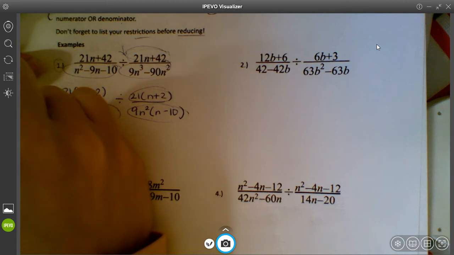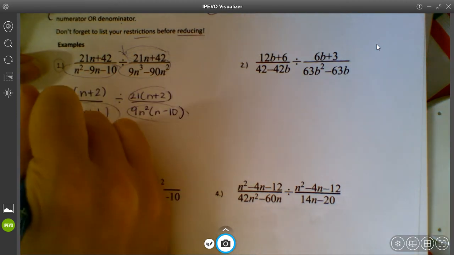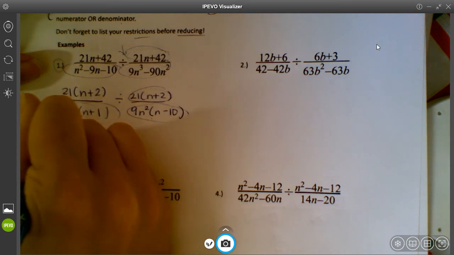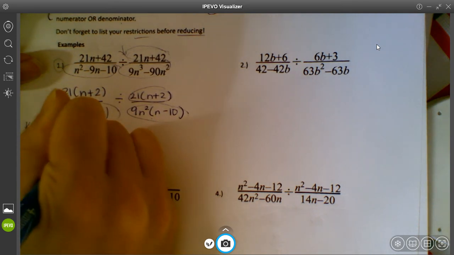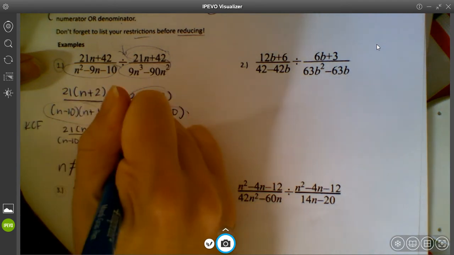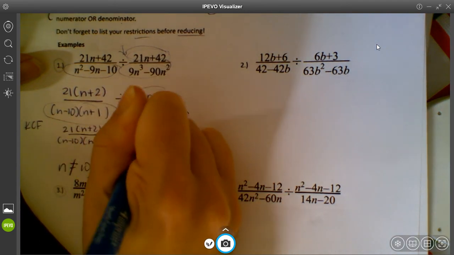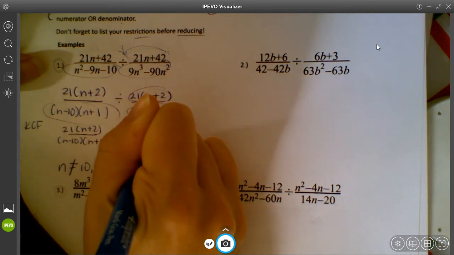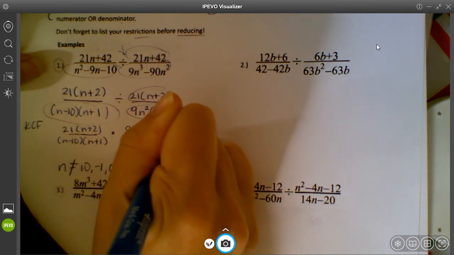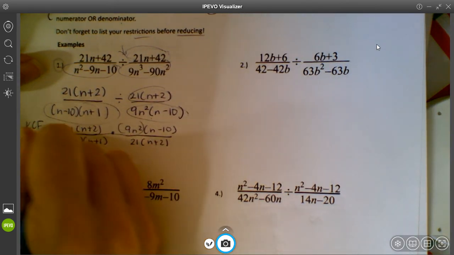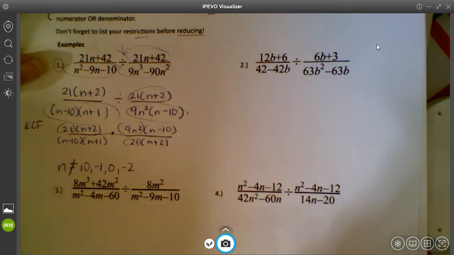So now I'm going to keep, change, flip. So I keep the first set of things. I change the sign to multiplication, and then I flip the numerator and denominator in the second one. And because it's multiplication, I can treat this as one long line over one long line for my elimination stage.